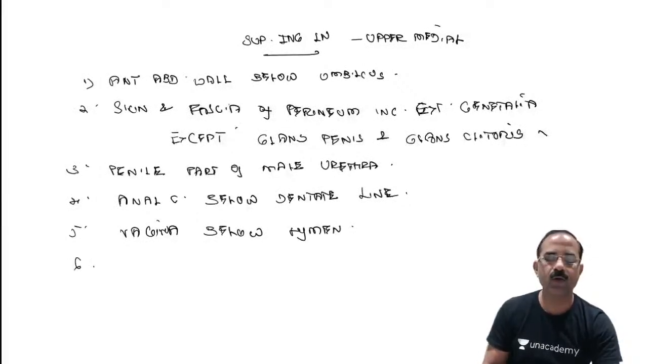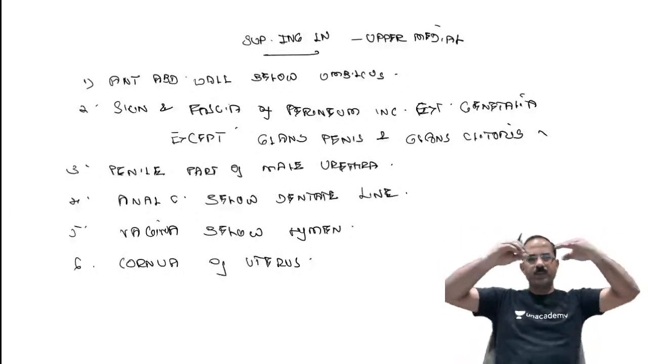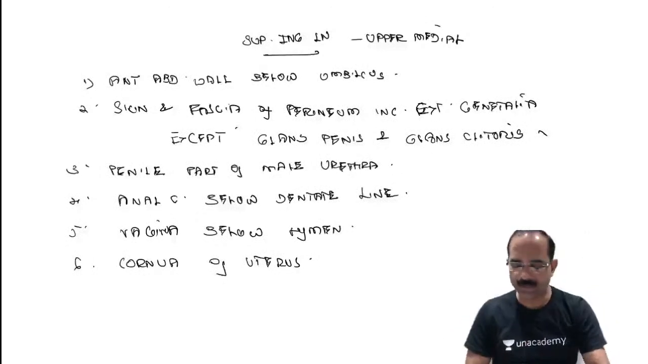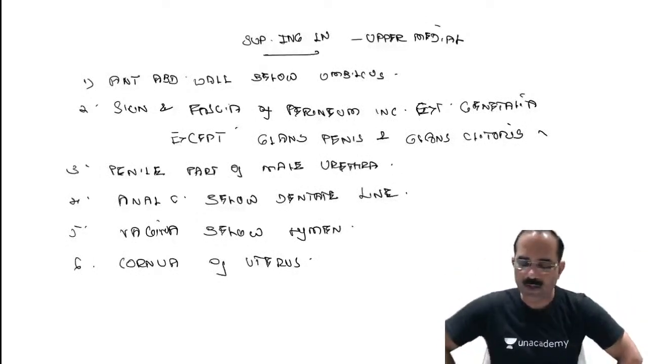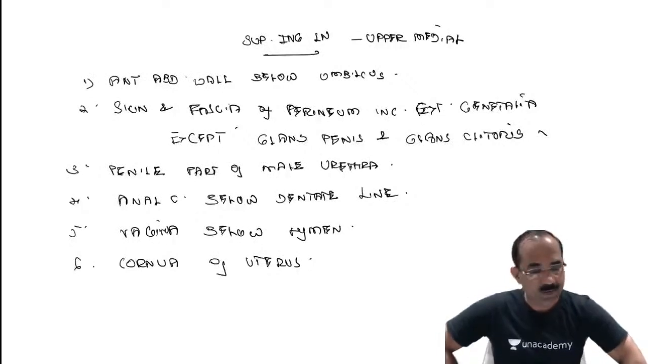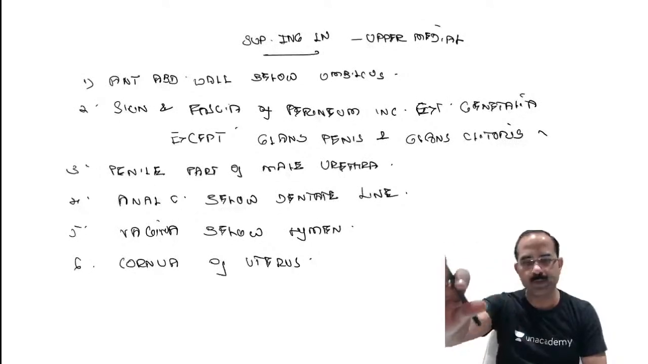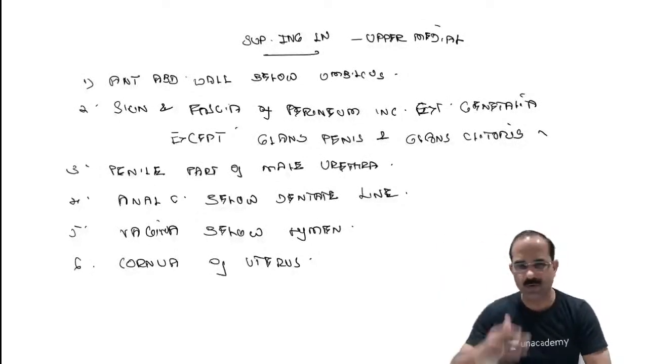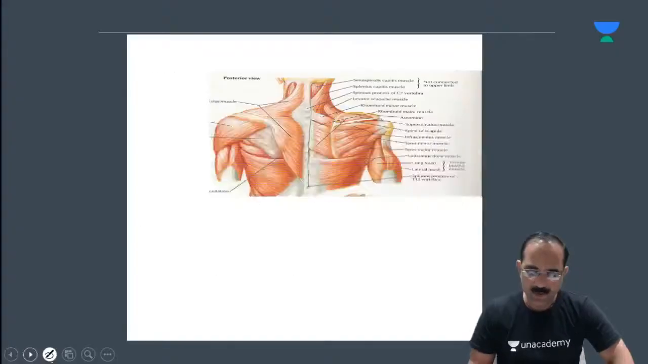And sixth, cornu of the uterus. Cornu is the junction of the fallopian tubes with the body of the uterus. Clear? So this is what the superficial inguinal group of lymph nodes, the upper medial group, drain. This is extremely important, students. Just remember all these things. I've already told you somewhere or other, so that's fine. Okay, we come to the other MCQs.